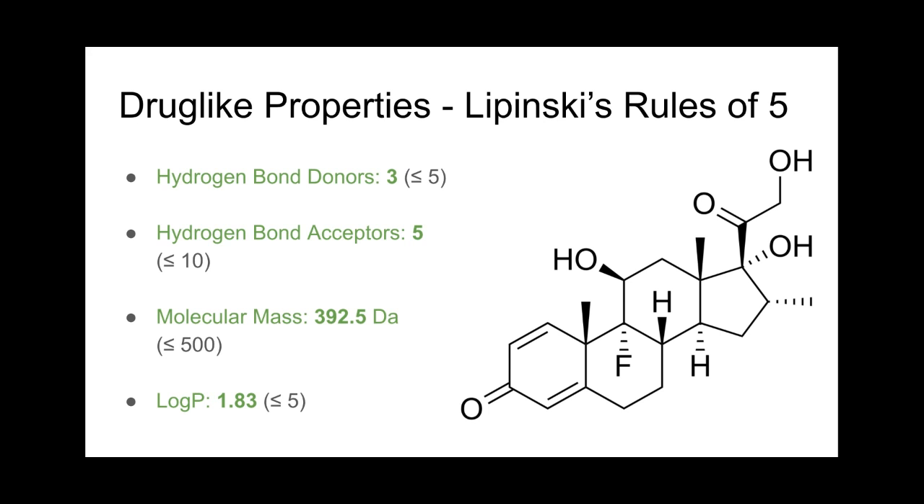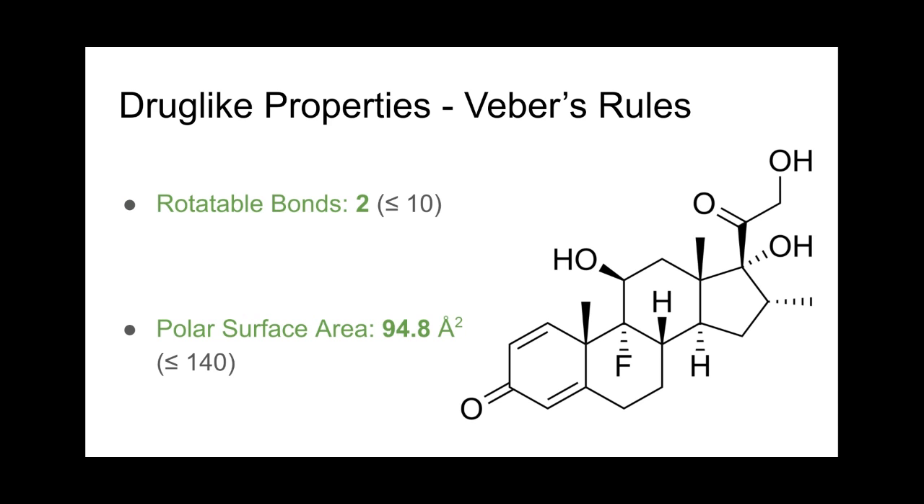Dexamethasone has a molecular mass of 392.5 daltons, which is less than the cutoff of 500. And it also has a log P of 1.83, which is less than the cutoff of 5. Moving beyond Lipinski's rules, Weber's rules characterize additional important drug-like properties. So note that dexamethasone has 2 rotatable bonds, which is less than the recommended cutoff of 10, and the polar surface area is just under 100 angstroms squared, and that's well under the recommended cutoff of 140 angstroms squared.